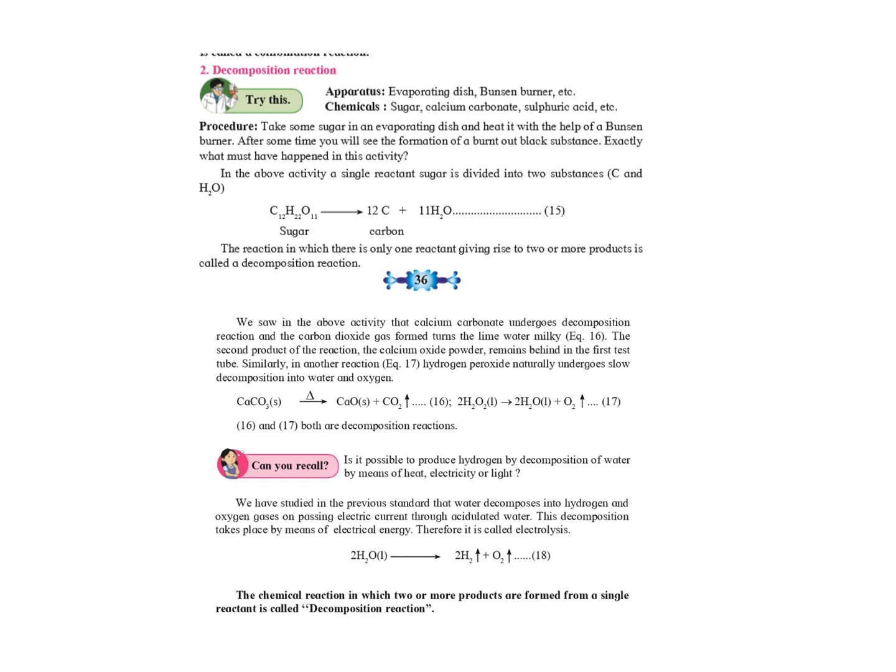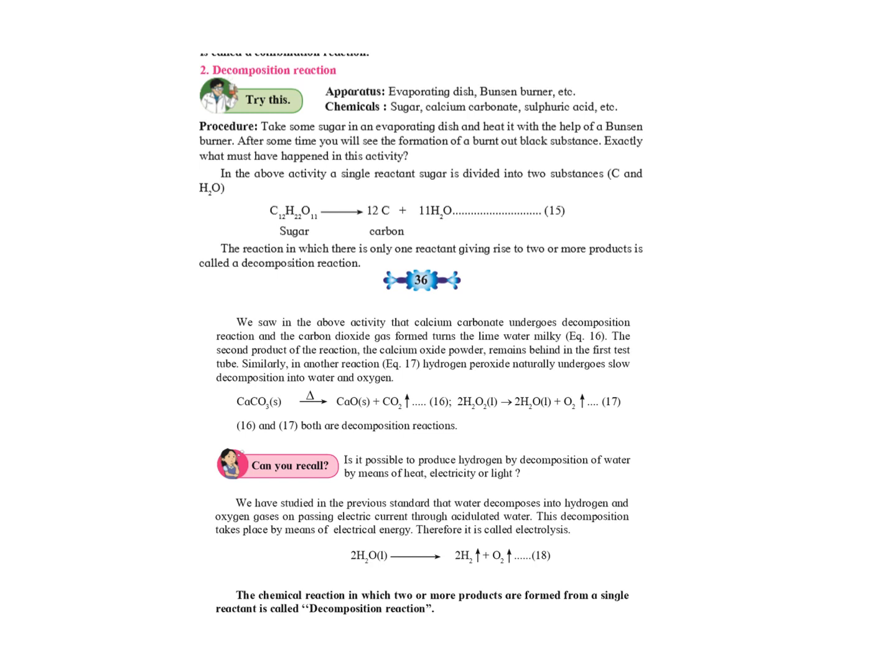Now, decomposition can be brought about in two ways. If we are using heat to break up the bonds and form the product, it is called as thermal decomposition. If you look at the example, equation number 16, that is CaCO3, calcium carbonate, when it is heated, it forms calcium oxide and carbon dioxide gas is given out.